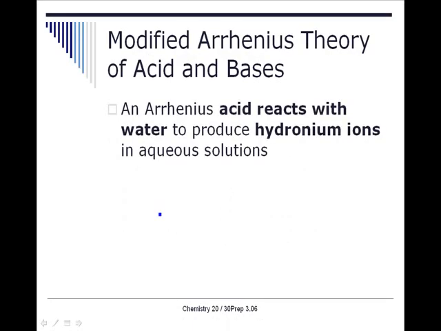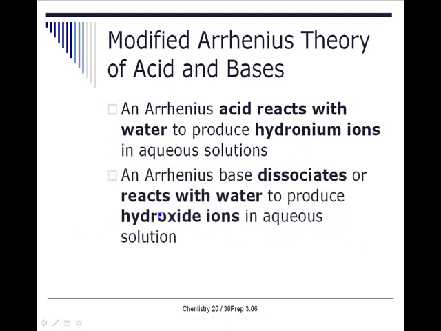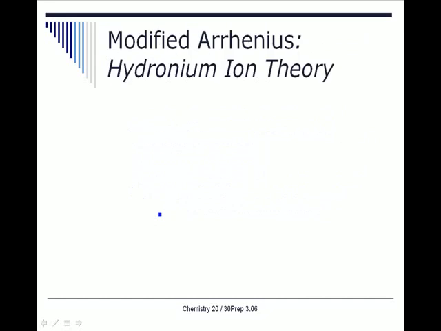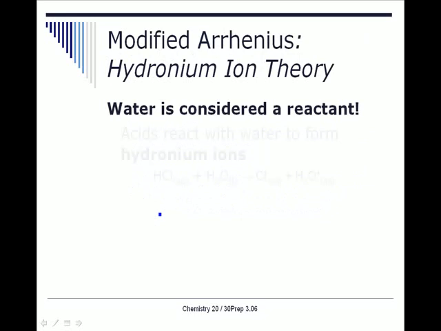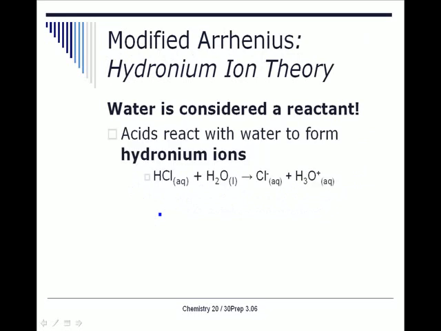And now we're going to turn our attention back to bases, and we'll have both. So here we're going to say an Arrhenius acid reacts with water to produce hydronium ions in solution, and an Arrhenius base dissociates with water to produce hydroxide ions in solution. So here's our modified hydronium ion theory. The big difference is water is now a reactant, and it's a reactant that forms hydronium ions.